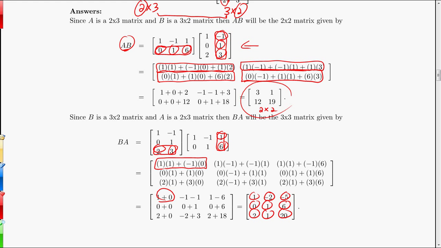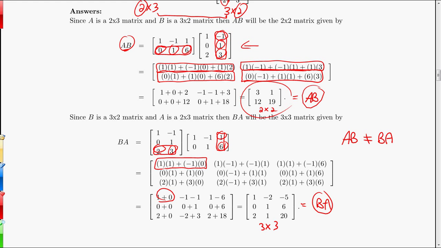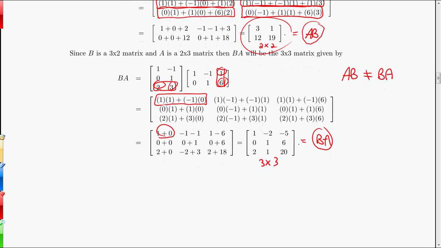Okay, so something worth noting here. When you took AB, that was a 2 by 2 matrix. When I took BA, I get a 3 by 3. So it's very important to notice that AB does not equal BA. Not only does it not equal BA, but it's not even the same dimension, right? Okay, so moving forward.